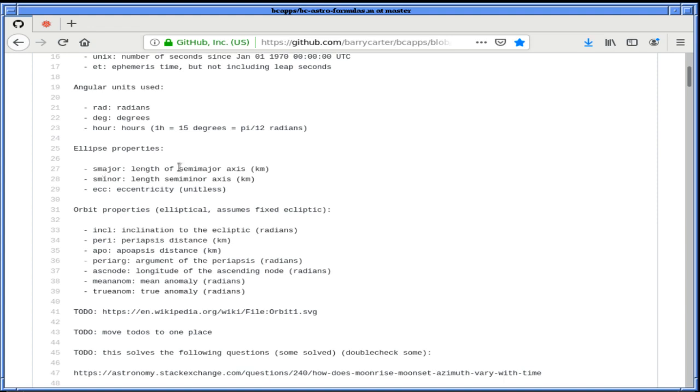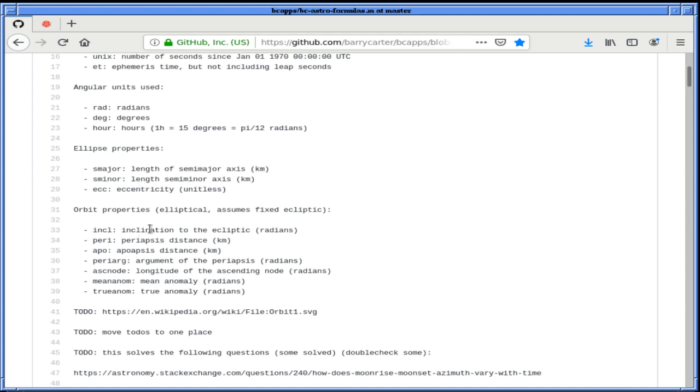But two of the things we can measure are the length of the semi-major axis, that's the longest axis, and the semi-minor axis, which is the shortest axis. And the eccentricity, which can actually be computed from the semi-major and semi-minor axes. So those are some minimal properties of an ellipse.